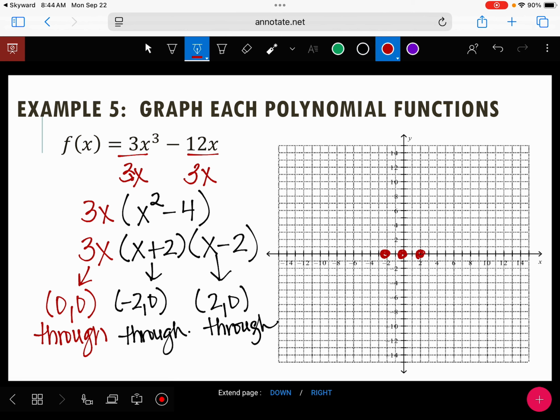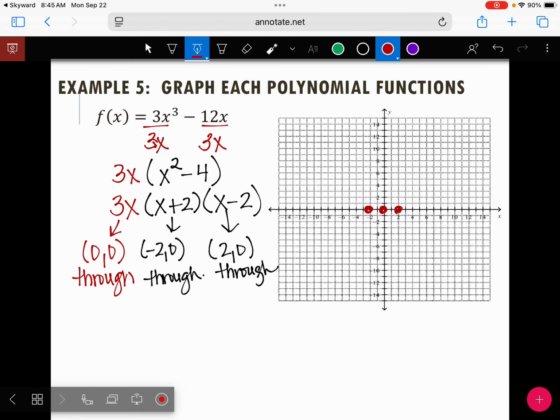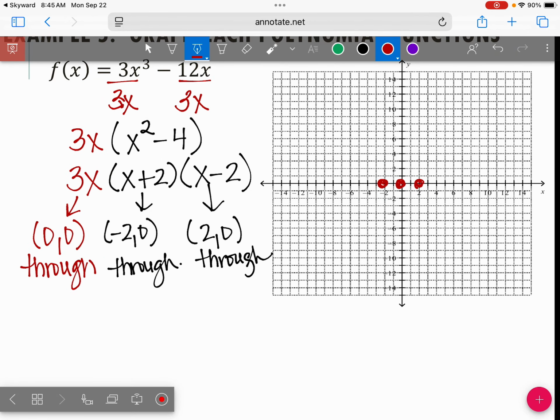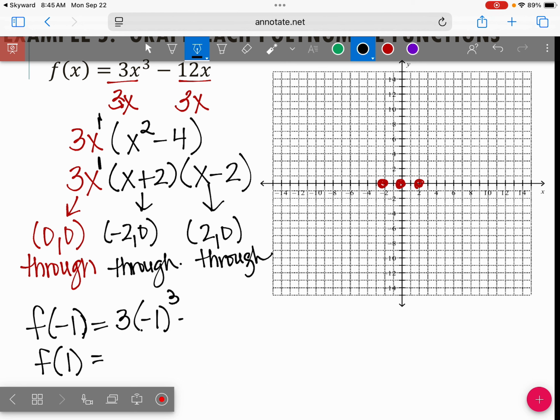And then what would be your two midpoints that I need to find? Negative 1 and positive 1. Because this has a multiplicity of 1. There's an invisible 1 next to the x. So go ahead and type that in if you need to. So you have 3 times negative 1 cubed minus 12 times negative 1. And then you have 3 times positive 1 cubed minus 12 times positive 1.